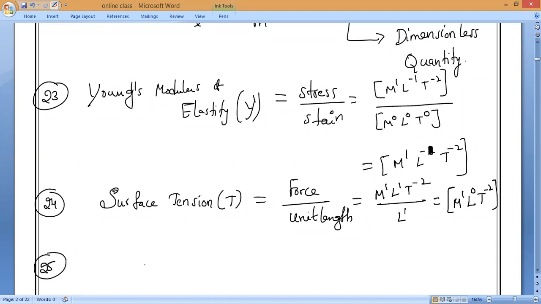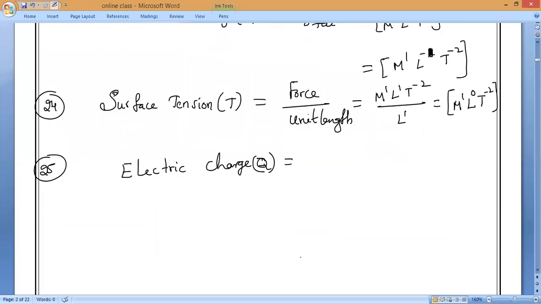Next, the 25th one, electric charge. We all studied electric charge in class 10th. What is the formula for electric charge? Electric charge will be represented with Q. From the first formula in class 10, I is equal to Q by T. Now Q is equal to I into T. Clear? I into T.